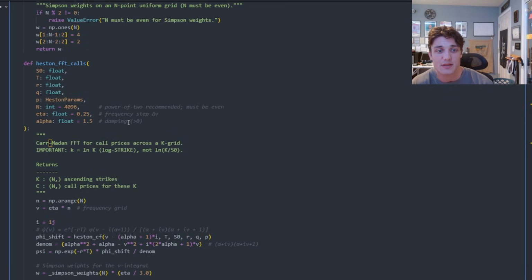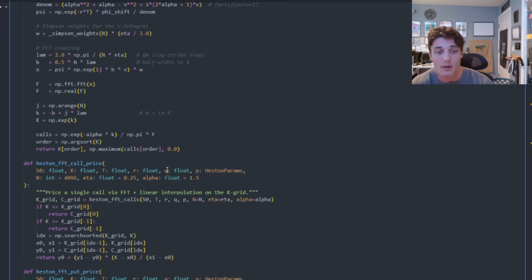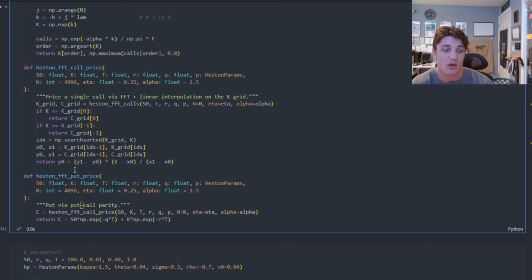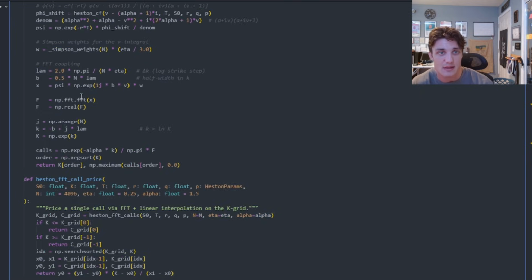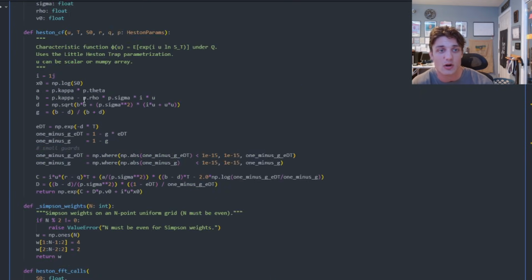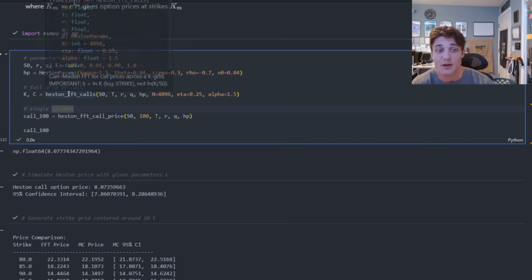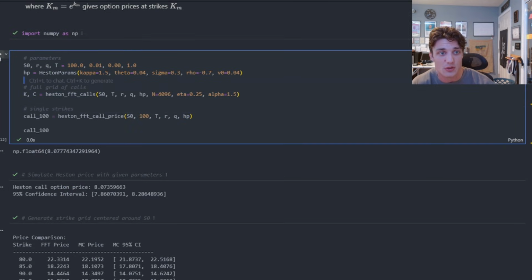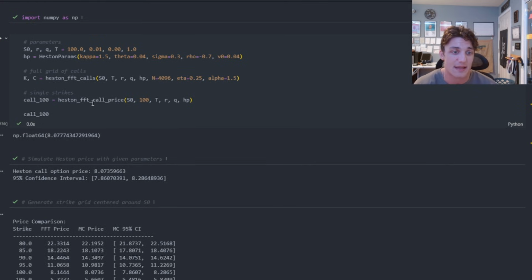Then I developed this argument for the fast Fourier transform for the call price. And I use put-call parity to produce the put prices based on the call price via the fast Fourier transform. This is the function that is applying the Carr-Madan argument to the Heston option prices. You could see it's very, very quick. So if I was to run this, you could see I get an option price almost instantaneously.